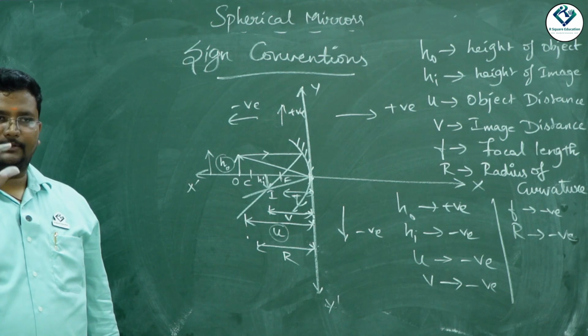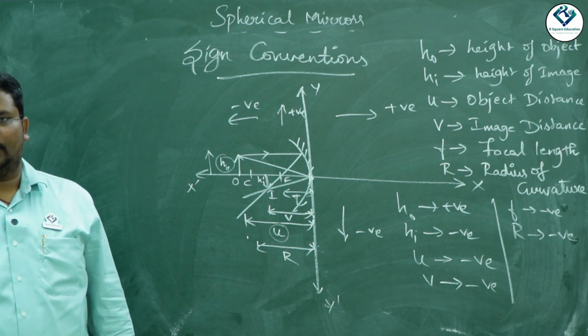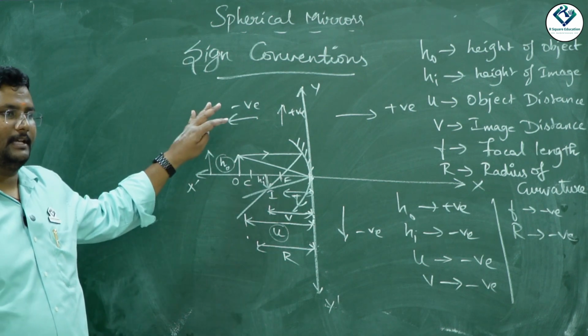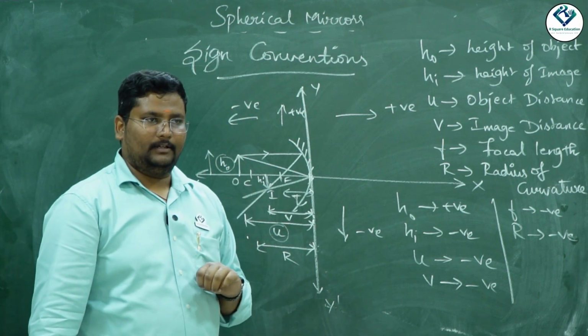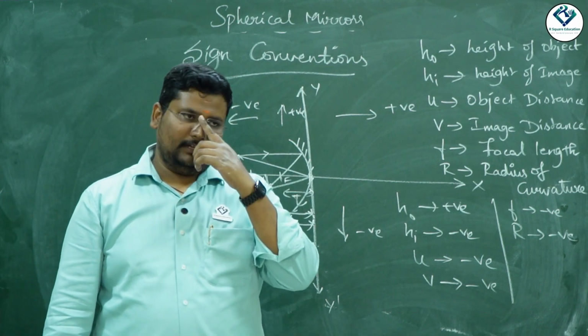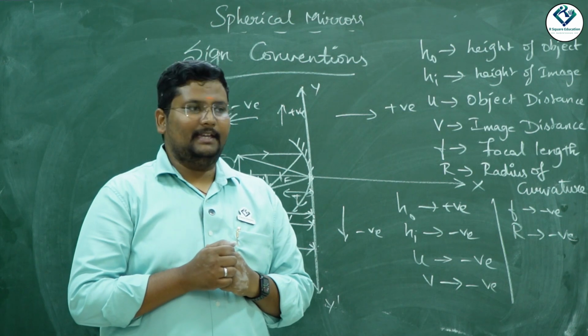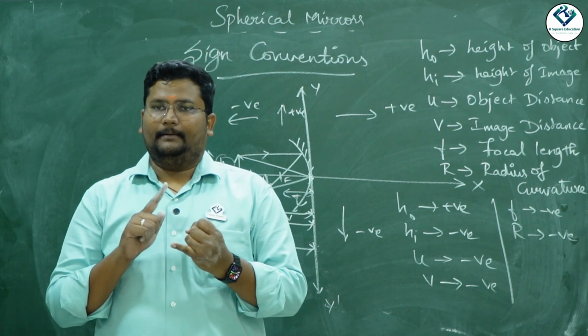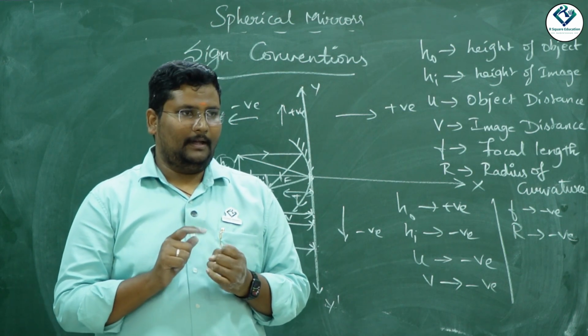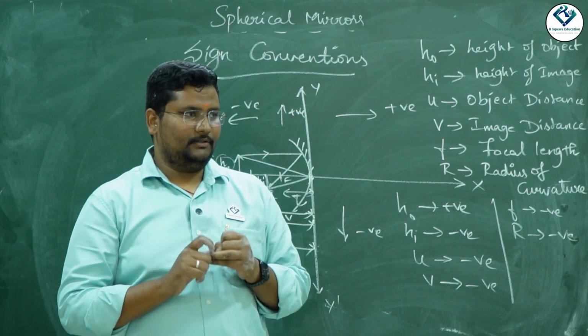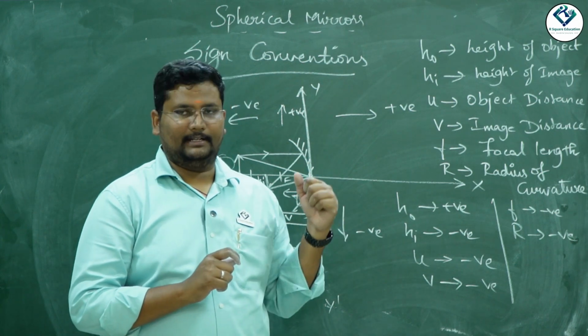So based on the positions, locations and sizes of the objects and images, the sign conventions have to be implemented. Okay. In what way are we going to use this? See, we have something called the mirror formula and magnification. So we are going to use these sign conventions in those.